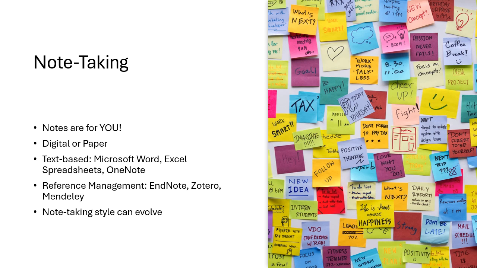There are many potential digital tools for note-taking. Three Microsoft programs that can be helpful include Microsoft Word, Excel spreadsheets, and OneNote. Alternatively, if you'd rather use software designed to manage your references, you can also try programs like EndNote, Zotero, or Mendeley. It's also important to say that your note-taking style can change over time. You might start out by handwriting your notes and then move to Excel spreadsheets. Or you could try using reference management software and then decide you'd rather use Microsoft Word. There's no right or wrong here, so feel free to try different things.